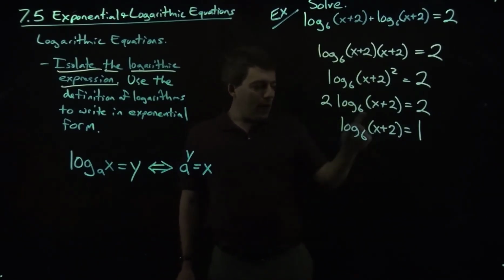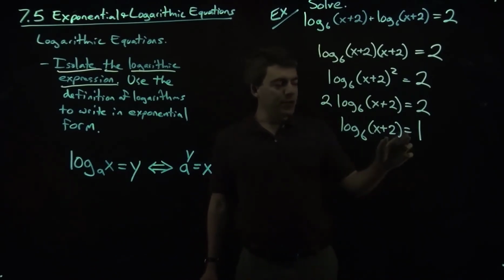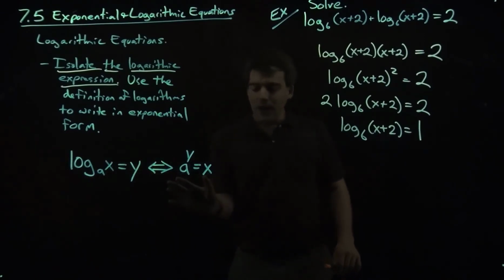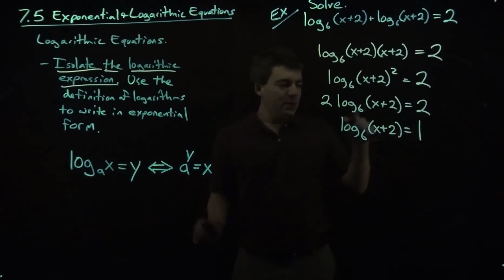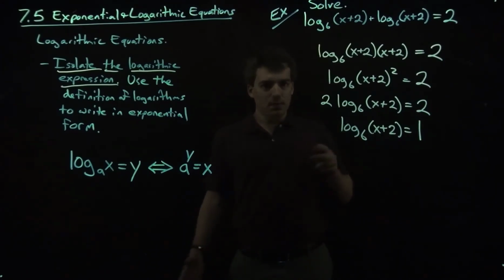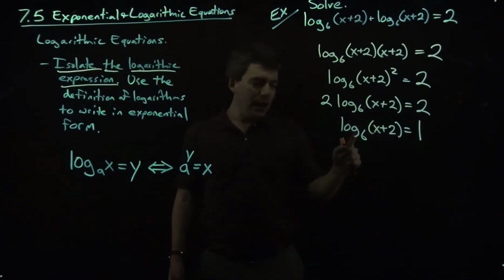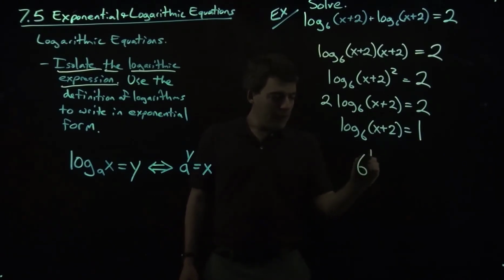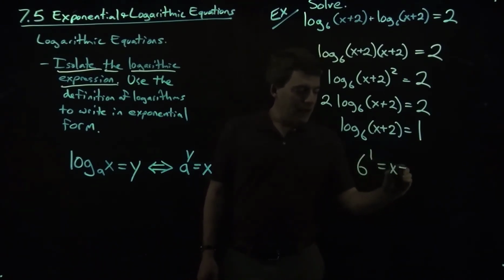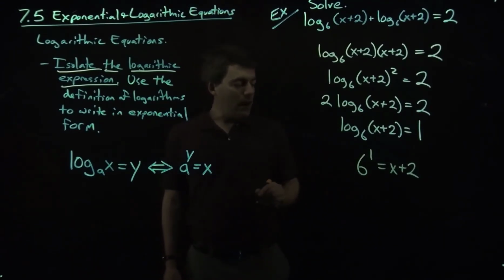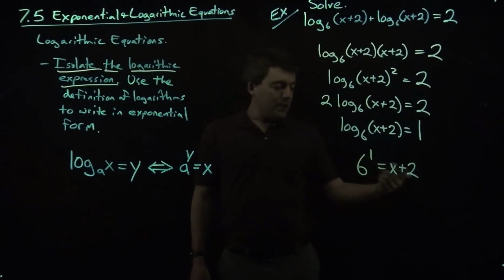Okay, so here we have the isolated logarithmic expression equal to a number. That fits this form right here. And we can write it in equivalent exponential form. So this means that 1 is the exponent on 6 that gives us x + 2. All right, and now we solve for x. Just subtract the 2.